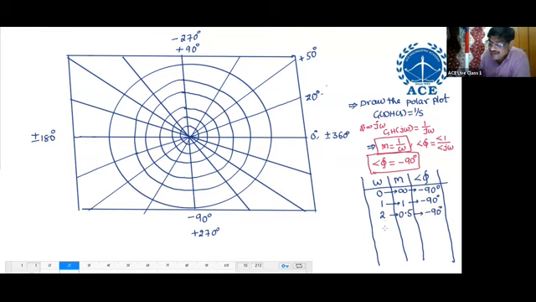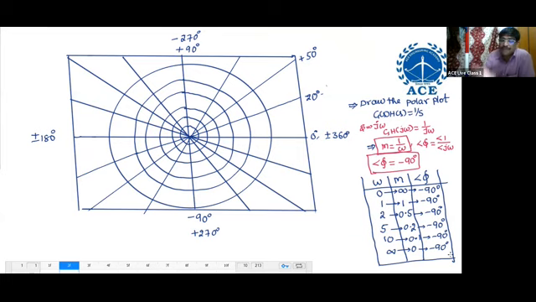So we select omega values randomly. Omega 5, 1 by 5, 0.2, angle is minus 90. Omega 10, how much? 0.1, angle is minus 90. Omega infinity, magnitude 0, angle is minus 90. So this is the tabular form.